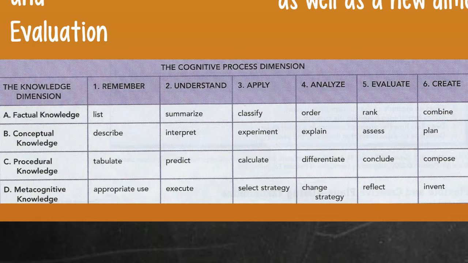An example of an objective that can be derived from this chart would be, after reading an historical account of the Battle of the Alamo, patients will be able to explain the author's point of view. You see, analyze is number 4. You go down to conceptual knowledge, where conceptual knowledge and analyze meet. You have the verb explain.